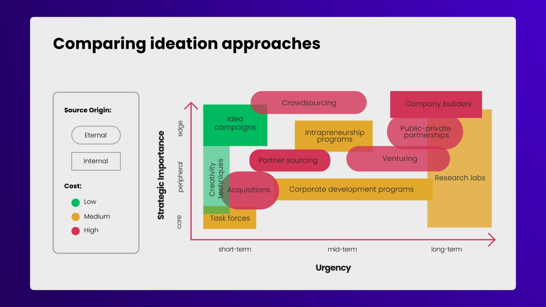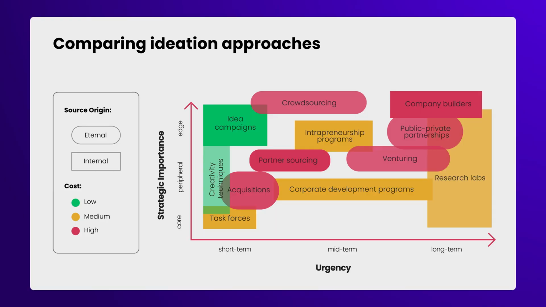On the x-axis, you have urgency, and furthest on the left, you can see plotted the ideation approaches that are best suited to responding urgently, in the short term, to challenges or opportunities. Here you have task forces, acquisitions, campaigns, and creativity techniques.